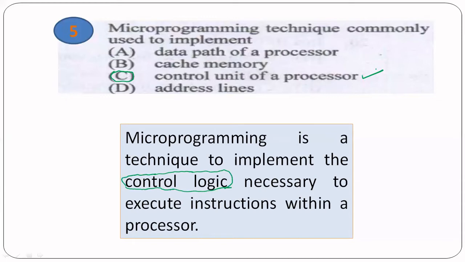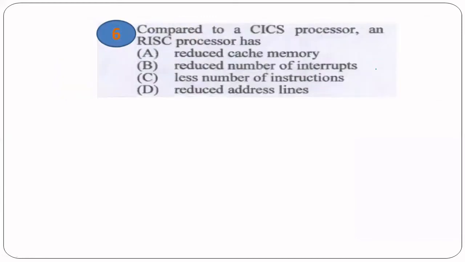Let us look into the next question, friends. It is a comparison of RISC architecture versus CISC architecture. What is the number of instructions, interrupts, cache memory, or address lines when I compare CISC with RISC?